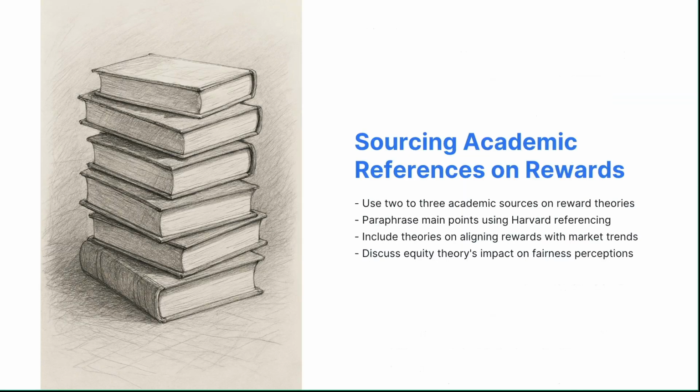Don't forget about using sources and referencing. Aim to bring in 2 or 3 solid academic sources that discuss theories or contextual influences on reward environments. Paraphrase their main points and use Harvard referencing in text, just like you would in your written assignment. For example, you might bring in ideas about how aligning reward with labor market trends is important, or how equity theory can shape employee perceptions of fairness.